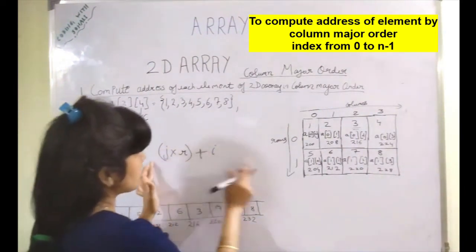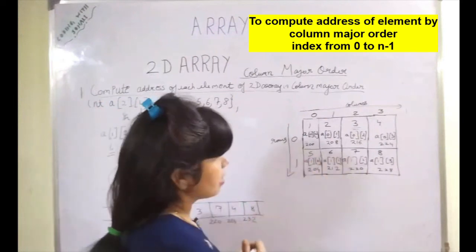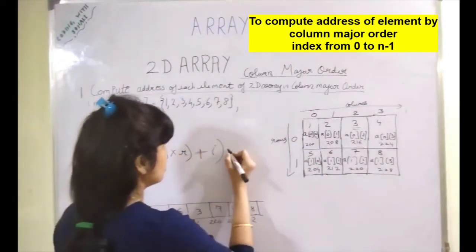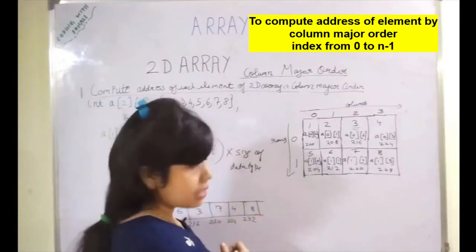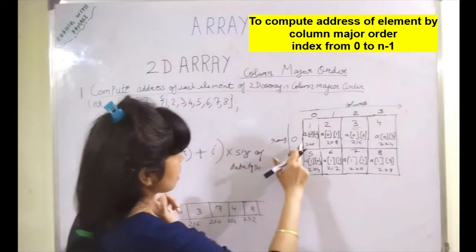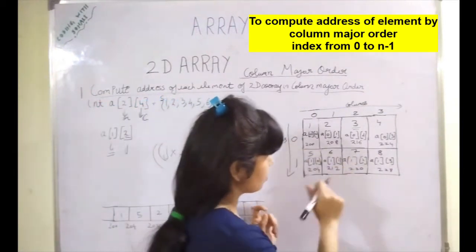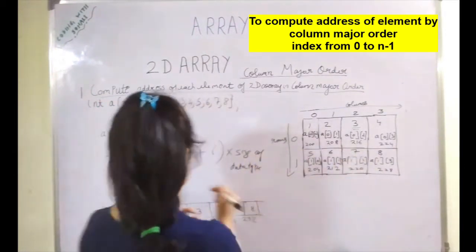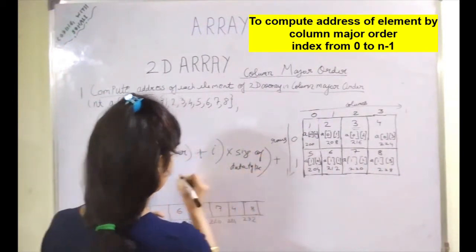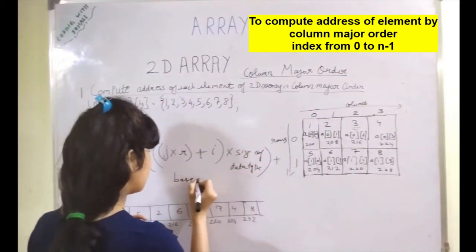And now for the total number of bytes, because each element is occupying 4 bytes, I will multiply it with the size of the data type integer. Now I will add this to the base address, because I am given the base address and I have to calculate the address of this element. So therefore this whole expression I will add to the base address.